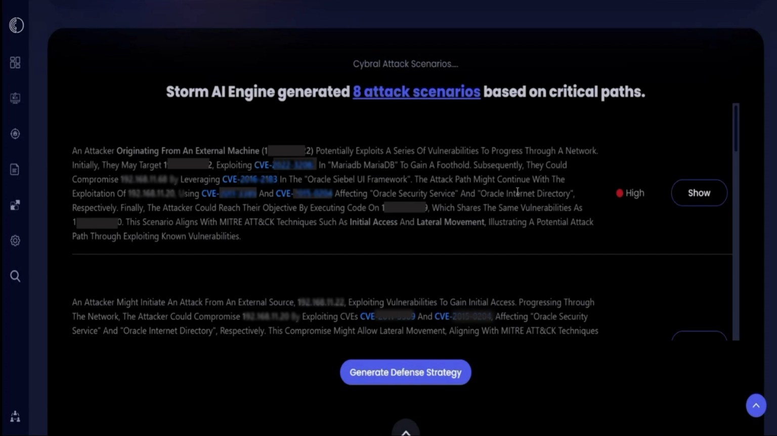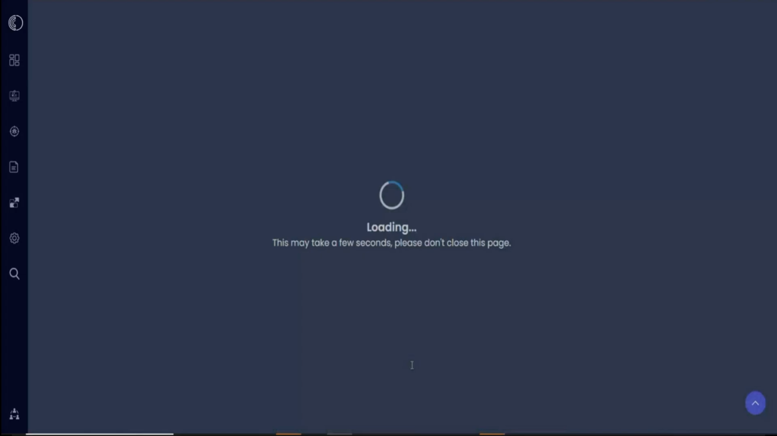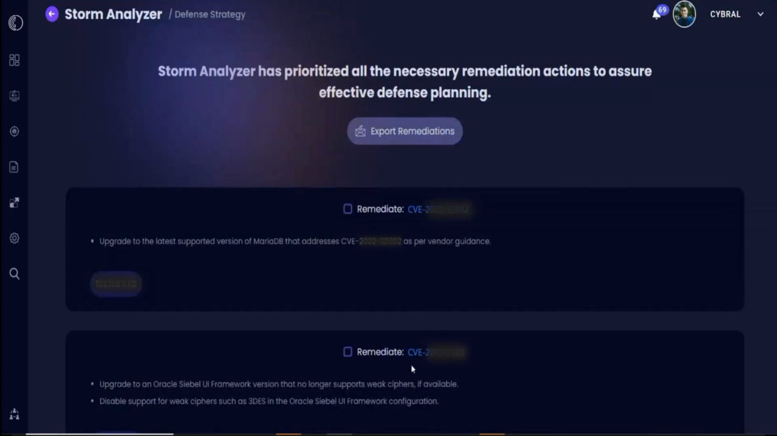The second functionality of the large language model is generating a comprehensive defense strategy. This strategy outlines which vulnerabilities need to be addressed, the recommended remediation actions, and the specific IP addresses requiring attention. The vulnerabilities are prioritized in the correct order to help the organization understand which issues should be tackled first.